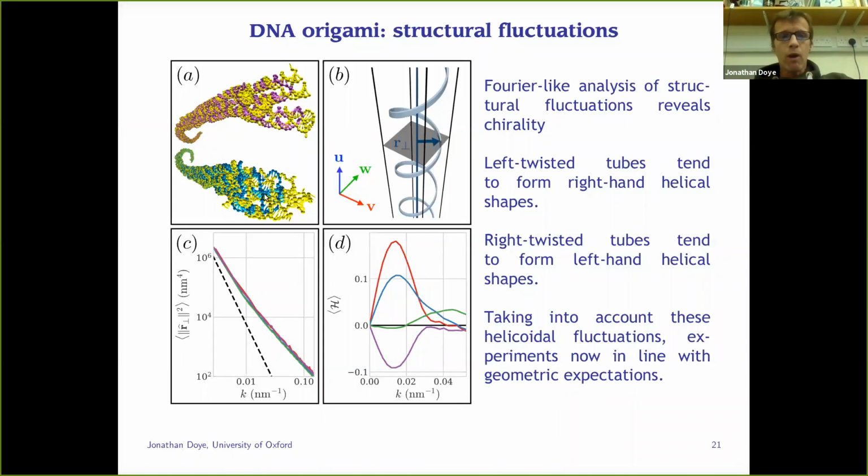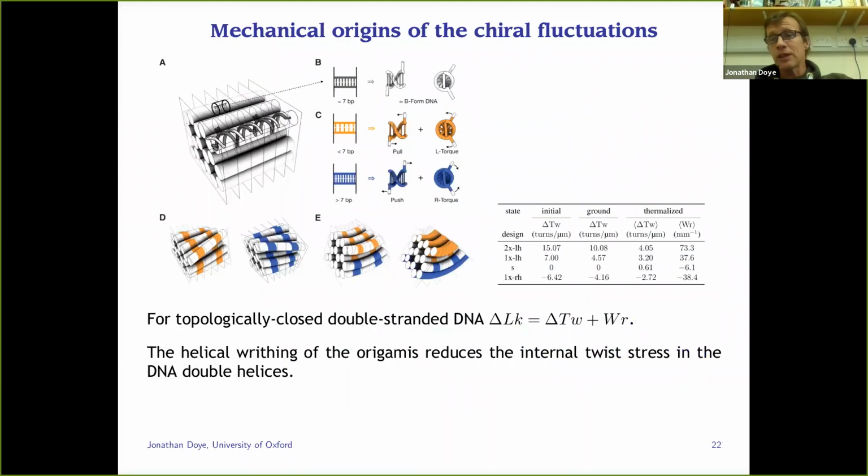But you could ask, why are the left-twisted ones having right helical fluctuations on average? And where this comes from is the actual internal mechanics of the origamis. So these helix bundles are based on this hexagonal lattice of helices, and the distance between junctions in this kind of perfect regular system is 7 base pairs, and the pitch of DNA is virtually exact, such that it gives you an angle of 240 degrees, 2/3 of a rotation.